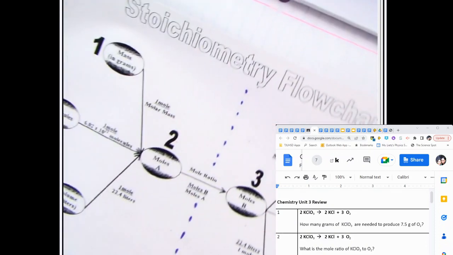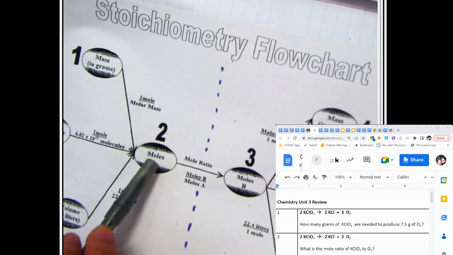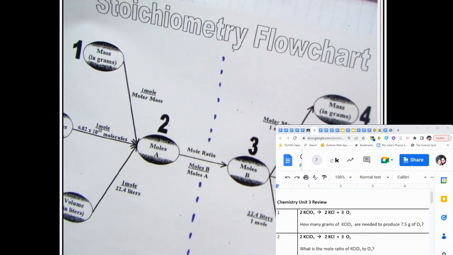All right, so you need to go to your notebooks and find this chart if you haven't, if you've done it. Okay, make sure that you're going here. This is the page that's going to be needed, your stoichiometry chart.